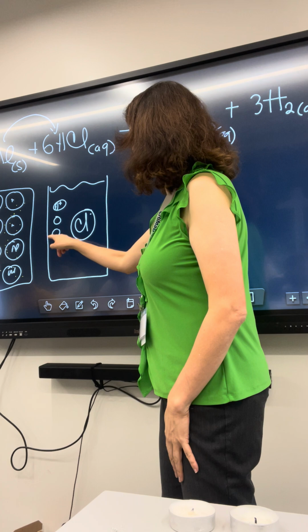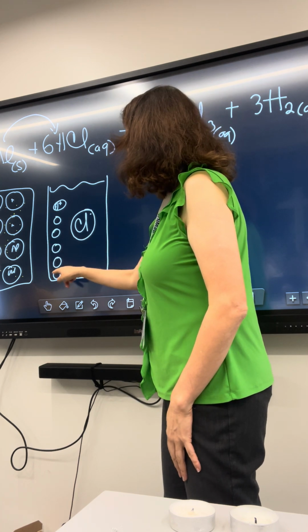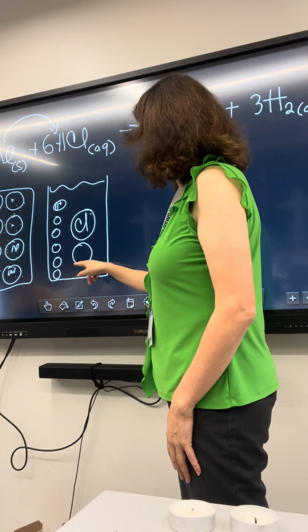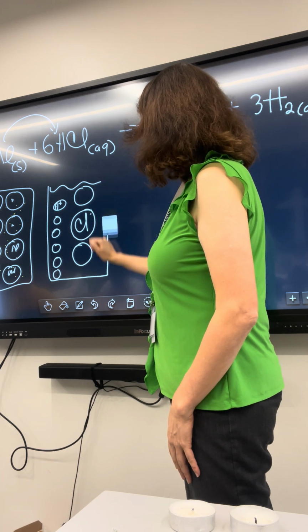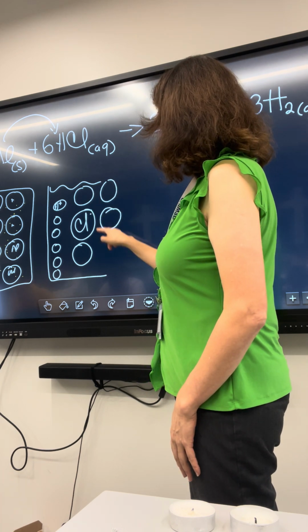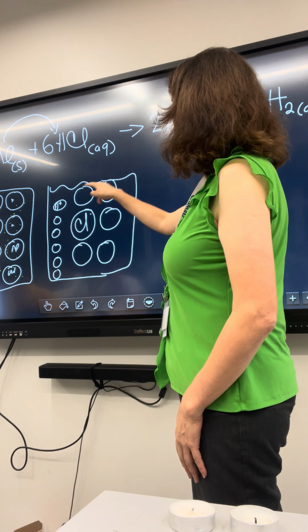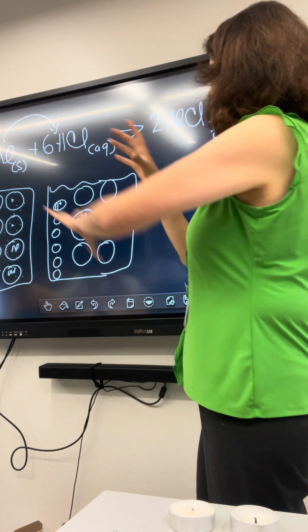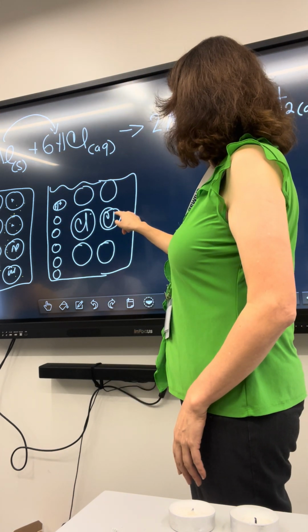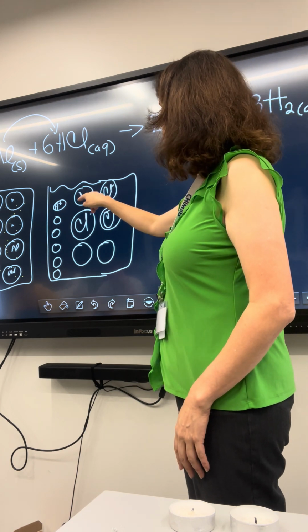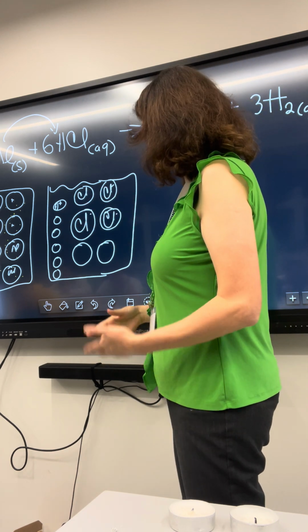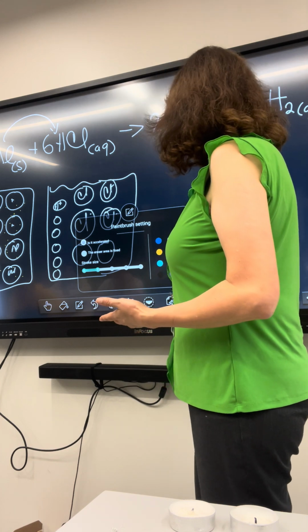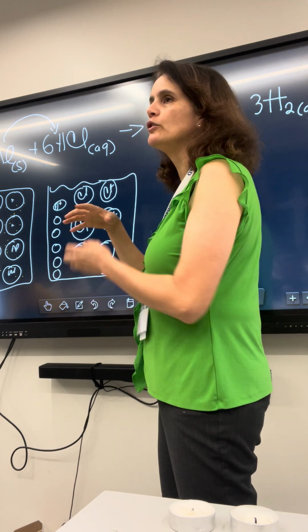1, 2, 3, 4, 5, 6. Obviously, they wouldn't be in order like that, so normally they'll be all over the place. But you do have 6, and for sure, which is the most important for me, I am not going to put an H and a Cl together.